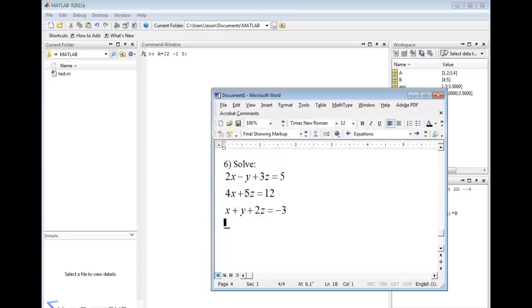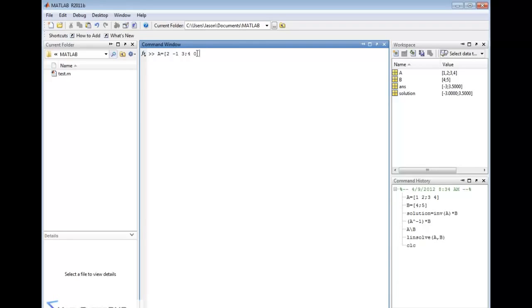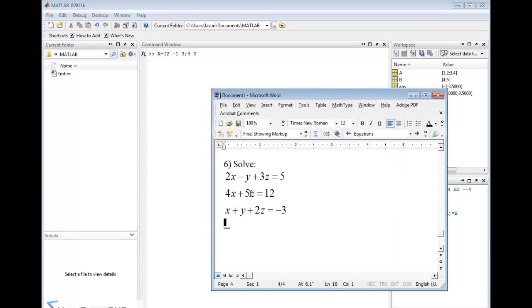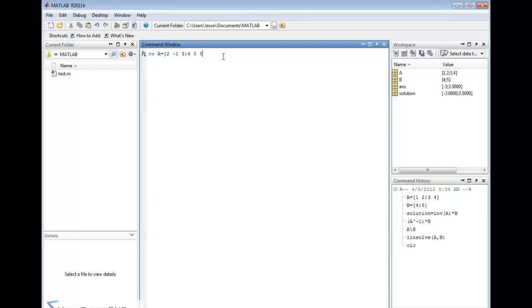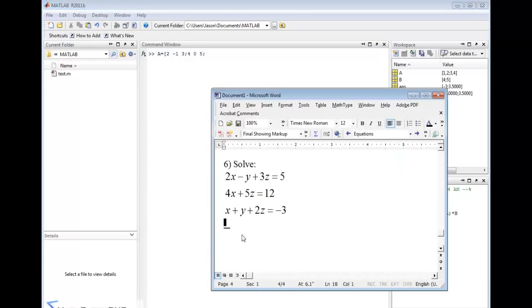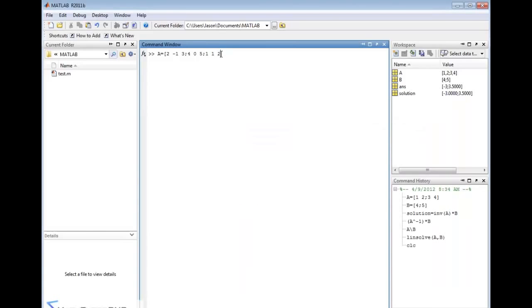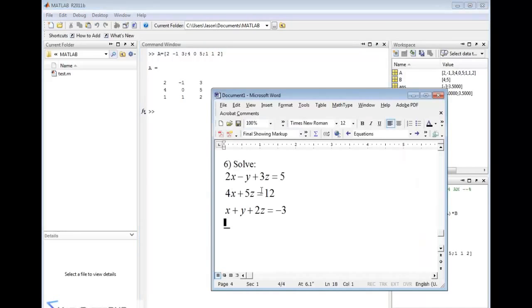We have 4x, but look, we don't have any y's here. So because we don't have any y's, we have to put a 0 there. So we have 4 space 0, and then the last number in the second equation was a 5. So we'll put a 5 there and put a semicolon down. And then finally we have x plus y plus 2z. So 1, 1, 2. And that is our coefficient matrix. And you can see, let me just sort of show you, it lines up exactly with what we have. We have 2x minus y plus 3, 4x plus 0y plus 5z, 1x plus 1y plus 2z. So it all matches on the left-hand side.